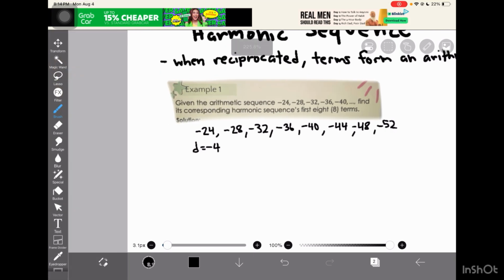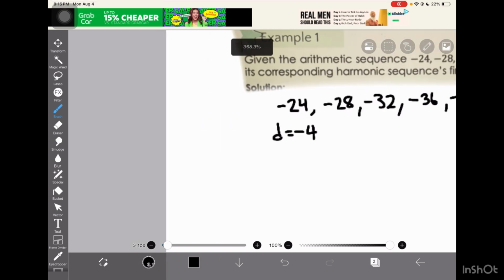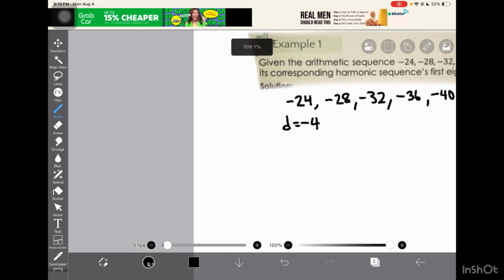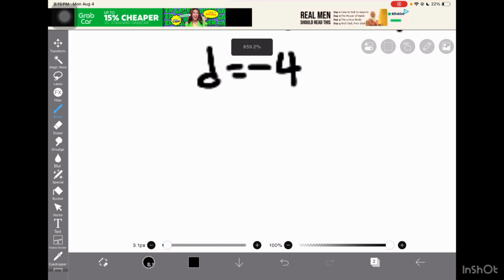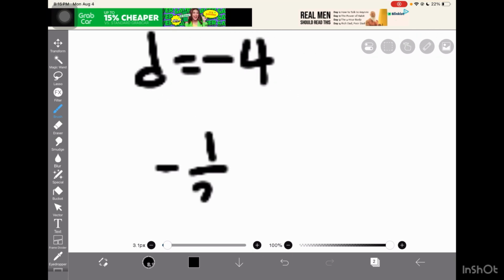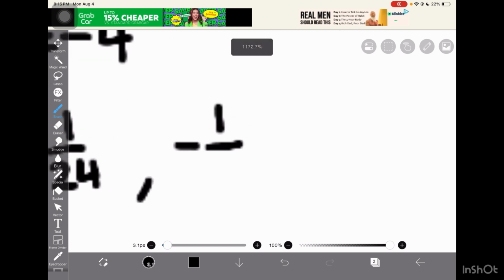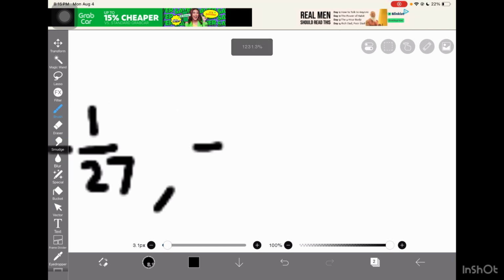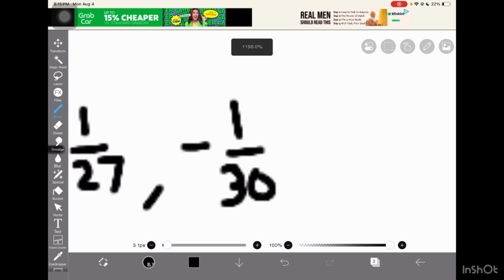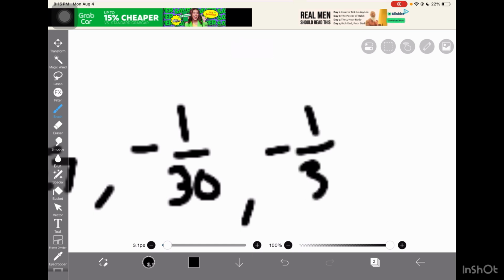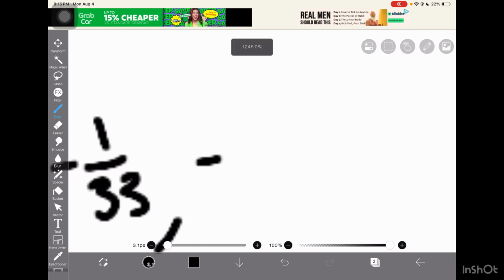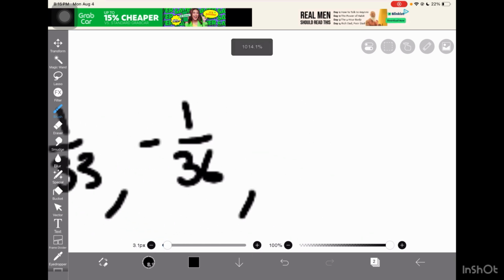Now we found the first 8 terms of this arithmetic sequence, and all you need to do is reciprocate them. And to reciprocate, once again, you just put 1 over that. So it becomes negative 1 over 24, because that's the reciprocal, negative 1 over 27, negative 1 over 30, negative 1 over 33, negative 1 over 36.